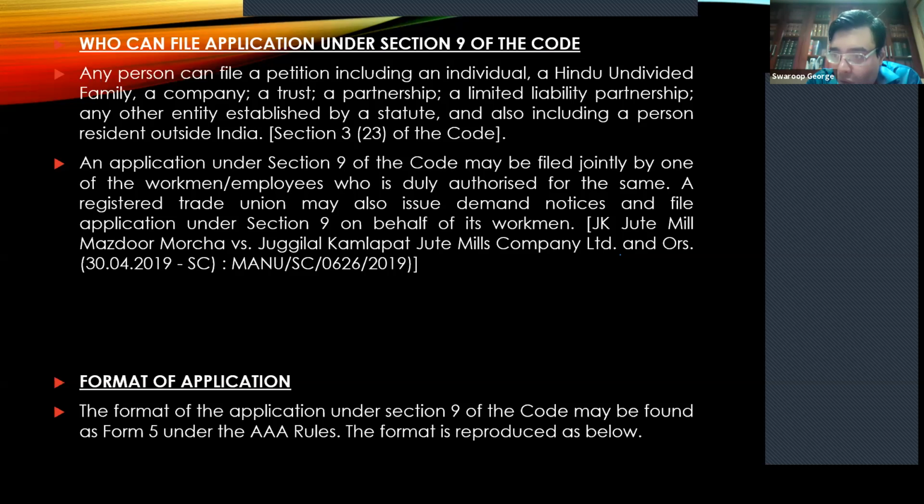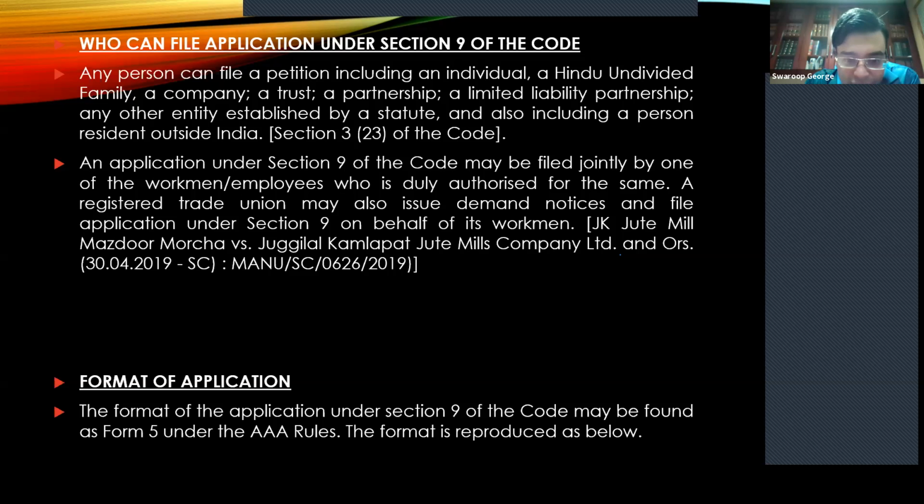Now, Section 9 petitions can normally not be filed jointly for multiple debts, but there is an exception when it comes to workmen or employees. Multiple workmen can authorize one workman to file the Section 9 petition. And now the Supreme Court, in the J.K. Jute Mill case, has also clarified that a registered trade union, it should be registered, can issue a demand notice and file a Section 9 petition on behalf of its members as well. That makes sense, because if every individual workman or employee is issuing notice and filing applications, not only would it cause a huge burden on the NCLT, but the costs involved for the employees and workmen would be drastically more as well.